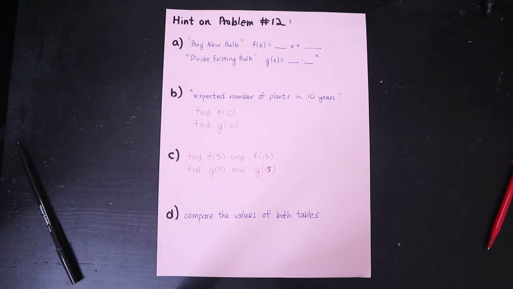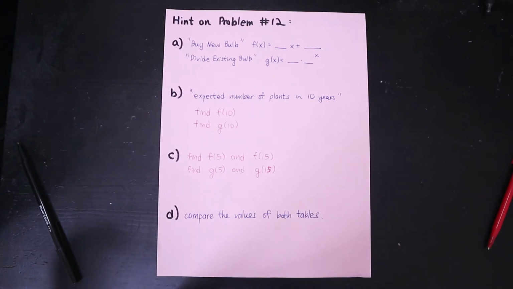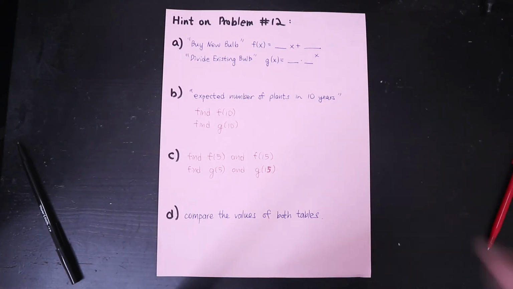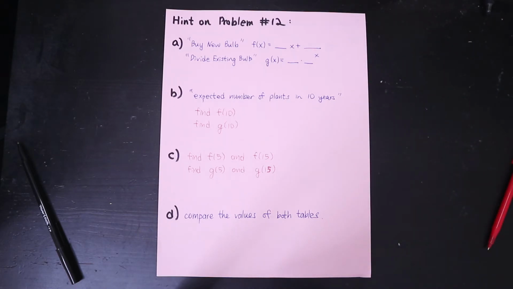And then part D, finally, you compare the values of both tables. You want to see which one gets to the higher number faster and which one gets to the higher number slower. And you're comparing is buying new bulbs or dividing existing bulbs going to get to the higher number faster after you completed A, B, and C. Okay, so these are your hints to help you on problem number 12.